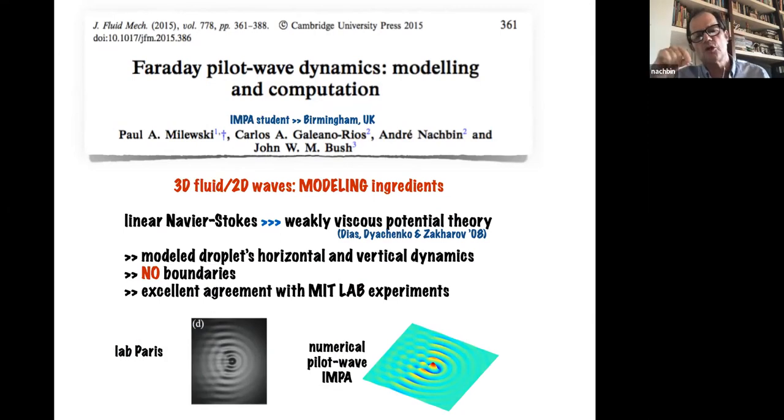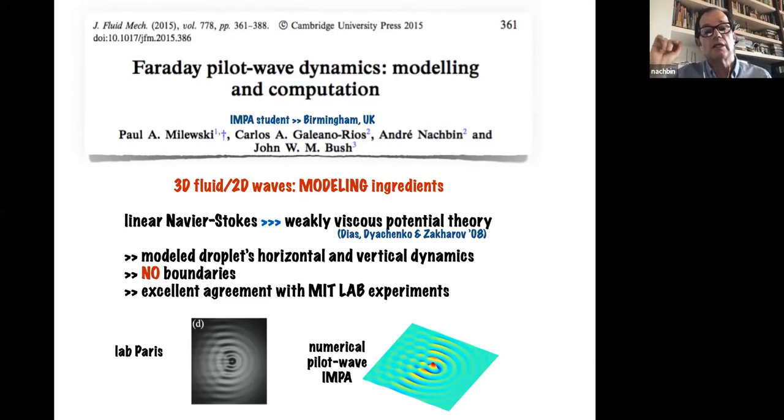So what we did is, the waves that the droplet generates are not that large amplitude, so you can use linear waves. But the viscosity of the fluid is important. So we start with a 3D fluid, 2D waves, because they are surface waves, and with the linear Navier-Stokes equation, and following a paper by Dyachenko and Zakharov, we can deduce a weakly viscous potential theory. I'm going to show you a little bit about this theory in a simplified manner in just a second. We modeled the droplet's horizontal dynamics and vertical dynamics, how it bounces. So it can bounce at its own will, but in free space, no boundaries. So we cannot do the slit or anything.